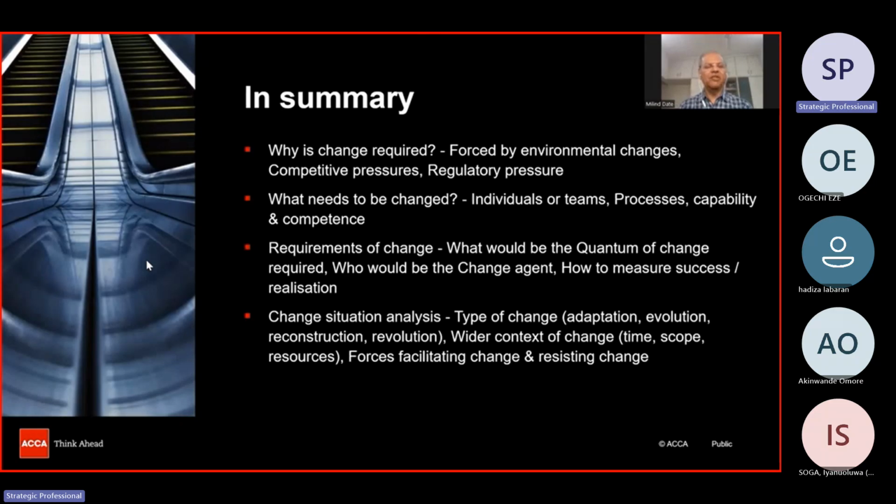And then, of course, the change situation analysis will help you to make your own recommendations. So this is how change management as a concept needs to be learned.